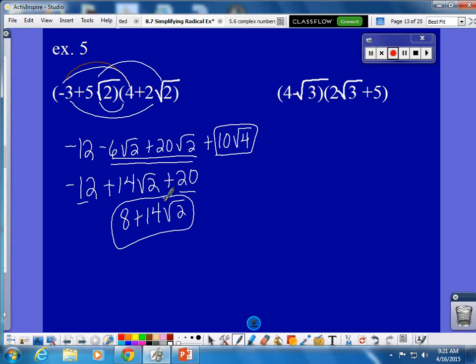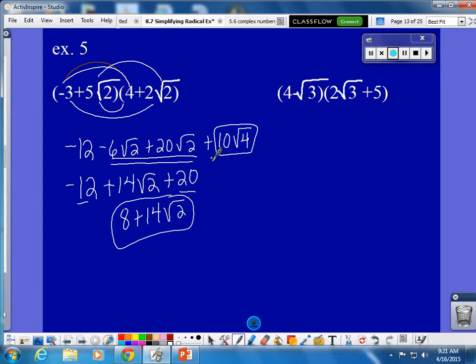Not what you got? Alright, let's go back through it. This is 2, multiplied by that 10 is 20. I didn't do any of that. These are like radicals. You got this part though? I ended up with negative 12 plus 14 square root of 2 plus 10 square root of 2.